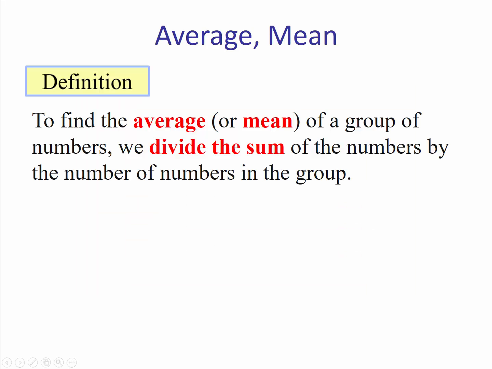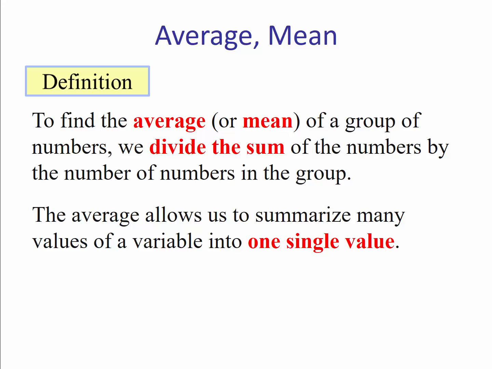Average or mean. Definition. To find the average or mean of a group of numbers, we divide the sum of the numbers by the number of numbers in the group. So we add up all the values and then we divide by how many we have. What's nice about the average is it allows us to summarize many values into one single value.